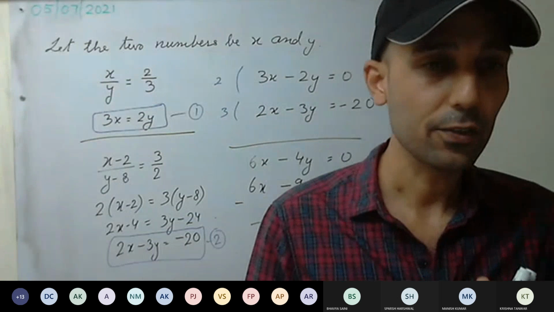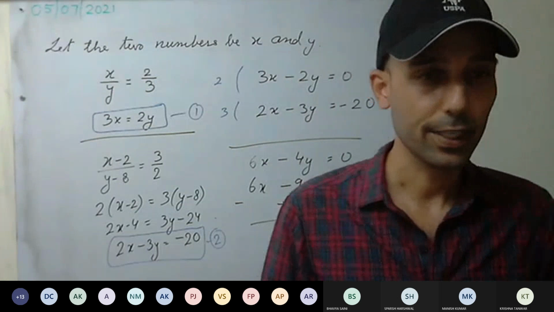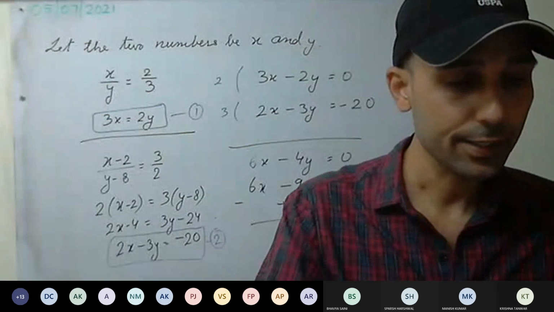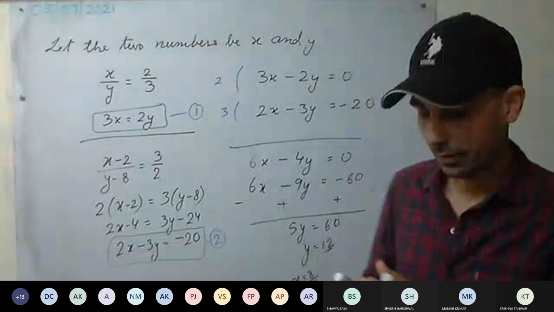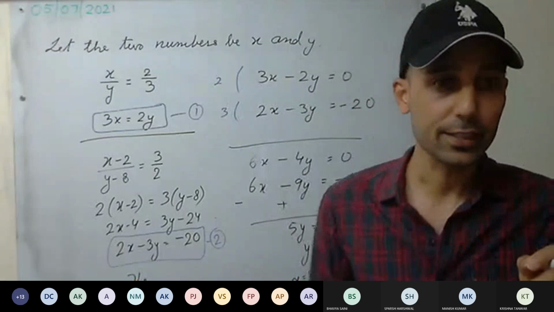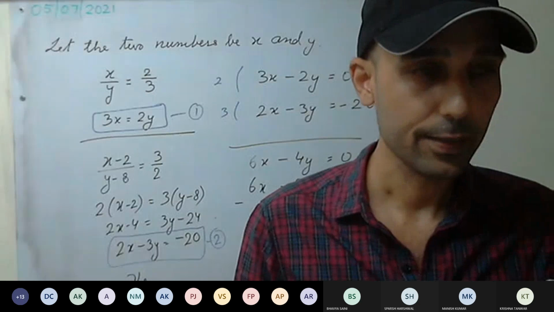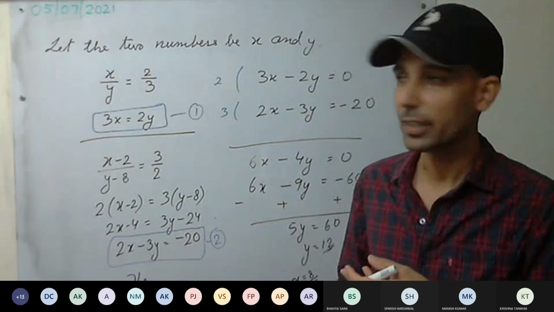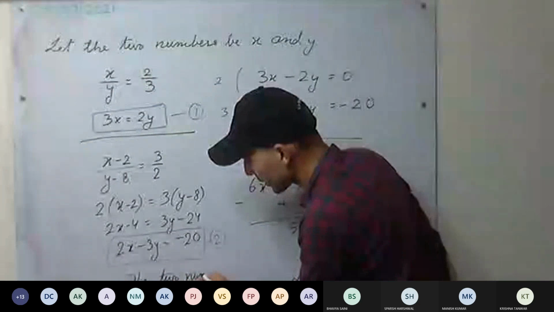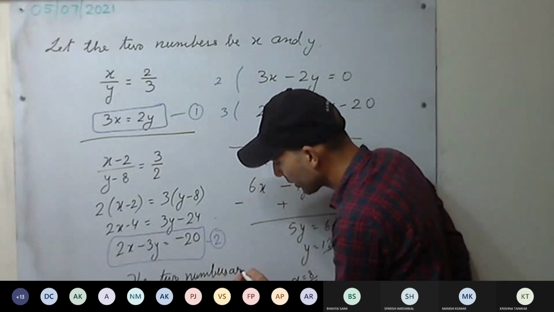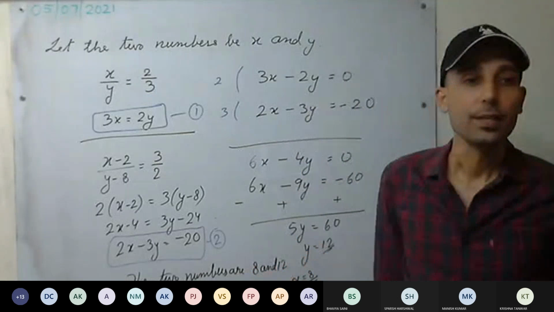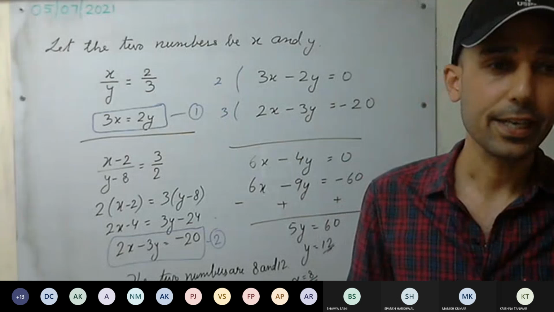Okay. I will calculate the value of x and y. Okay. X and y you have calculated. At last, what do you have to write? The two numbers are... At last, you will write that, because the question is asking to find the two numbers. The question doesn't know what x and y are, that we have assumed. So at last, you have to write the two numbers are 8 and 12. You will write the two numbers are 8 and 12.